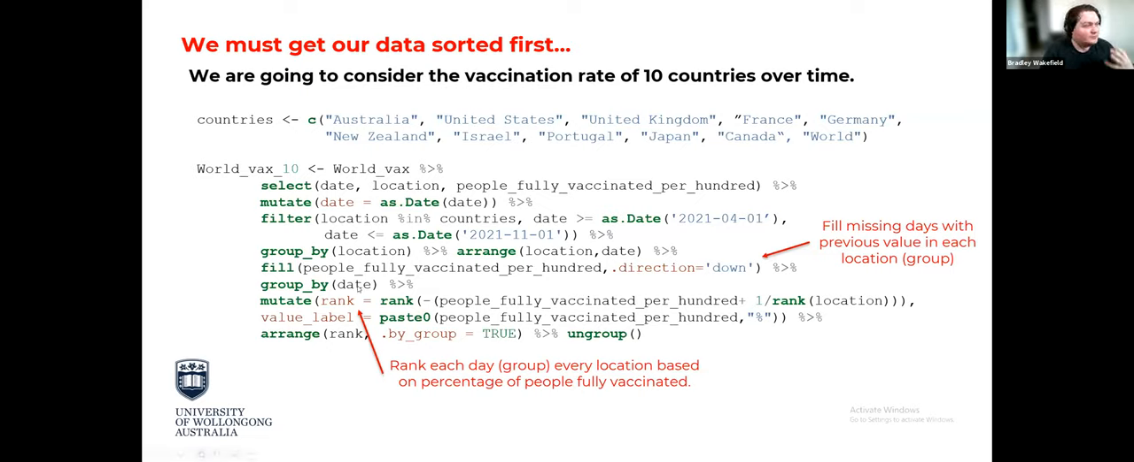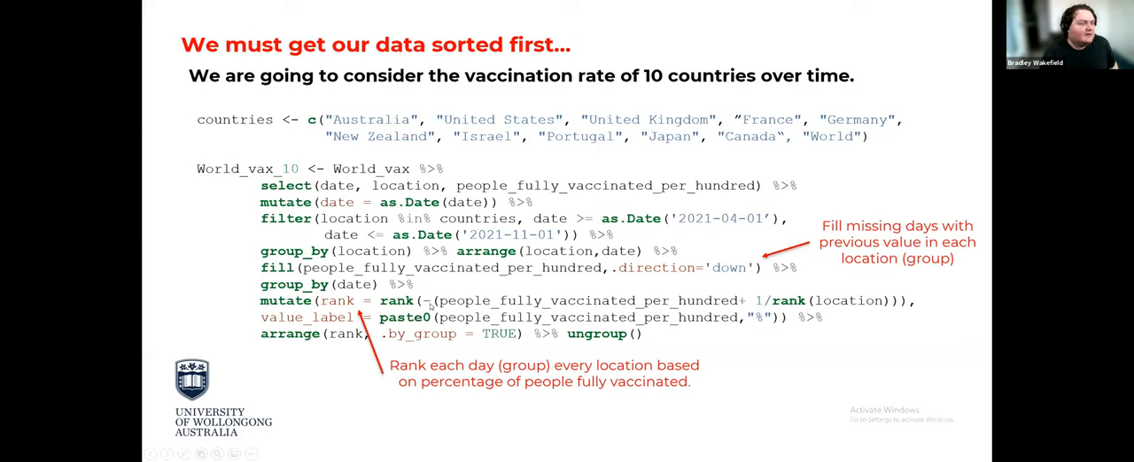Now I want to group by date, because for each day I want to know which country had the best vaccination rate, or what the ranking of each country was on each of the dates. So I'm going to group by date, and then for each day, I'm going to calculate the rank of that country for the people fully vaccinated per 100. I've added this little one over ranked location because occasionally countries might have the same vaccination rate. So this just applies a kind of alphabetical correction. When there's a matching value, whoever comes first in the alphabet is going to go up first in rank. So we have a set ranking, with no double ups for every single country.